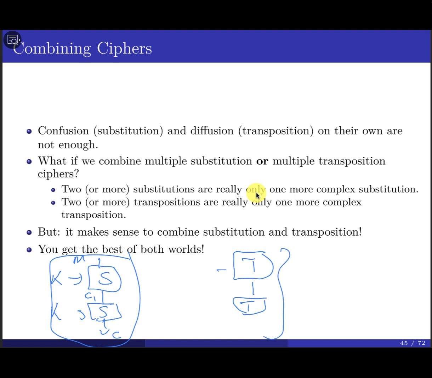So we have multiple stages. In other words, you're going to perform transposition 3 times or 4 times or 5 times. The same thing. You still have the same problem. It's not secure. You just produce a complex transposition.